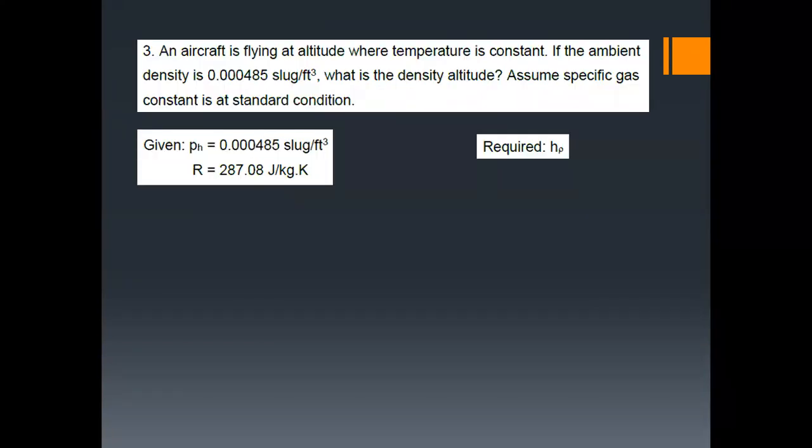Okay, next question natin. Try to solve natin. An aircraft is flying at altitude where temperature is constant. If the ambient density is 0.00 slug per cubic foot, what is the density altitude? Assume specific gas constant is at standard condition. Yung tanong ulit, hinahanap lang yung density altitude. Parang kanina lang, pero dito is yung density na. Kanina is pressure. So pause yung video, try to solve kung naalala niyo pa.